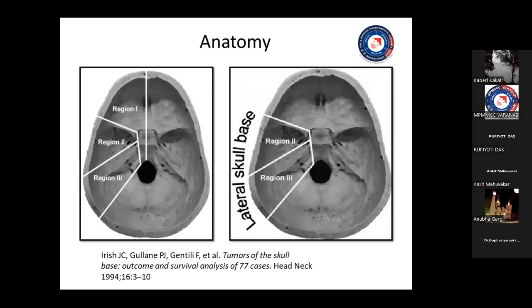Region 1 mainly comprises the anterior cranial fossa. Region 2 includes the infratemporal and the pterygopalatine fossa with extension to the middle cranial fossa. And region 3 includes ear and temporal bone tumors with possible extension to the middle and the posterior cranial fossa. So this region 3 of the classification mainly houses the temporal bone tumors.